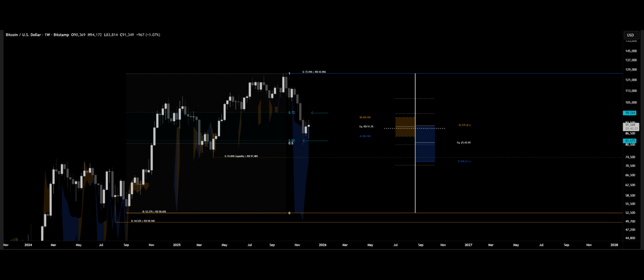In other words, the market is showing early signs of shift, but it has not yet declared who is in control, buyers or sellers.